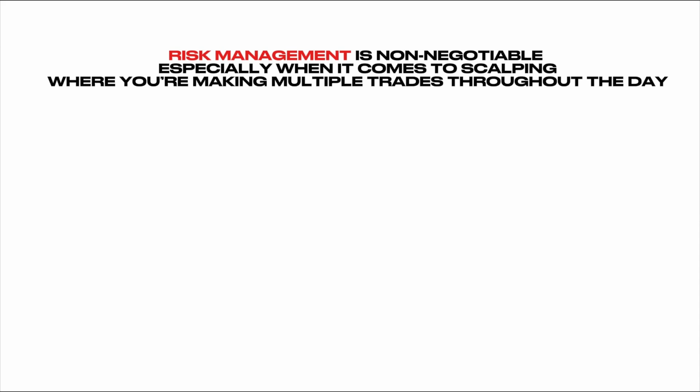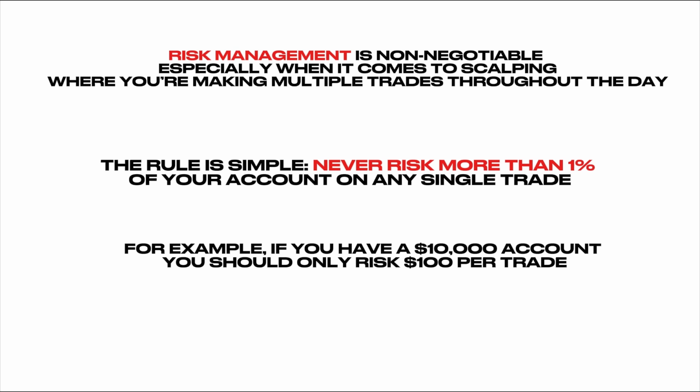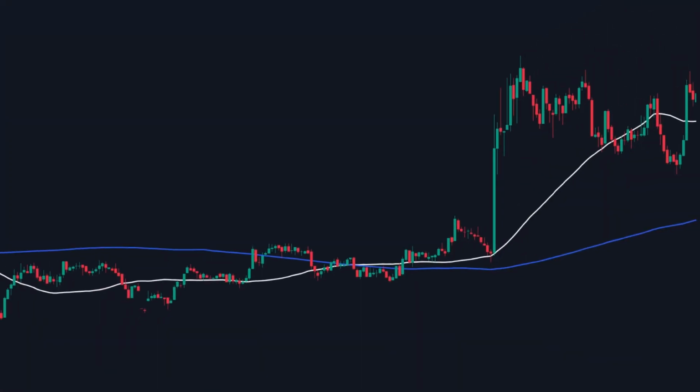Risk management is non-negotiable, especially when it comes to scalping, where you're making multiple trades throughout the day. The rule is simple. Never risk more than 1% of your account on any single trade. For example, if you have a $10,000 account, you should only risk $100 per trade. This way, even after a few losses, you ensure that your account isn't wiped out, maintaining a solid risk management strategy.